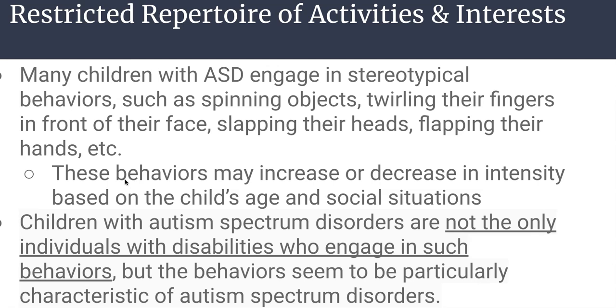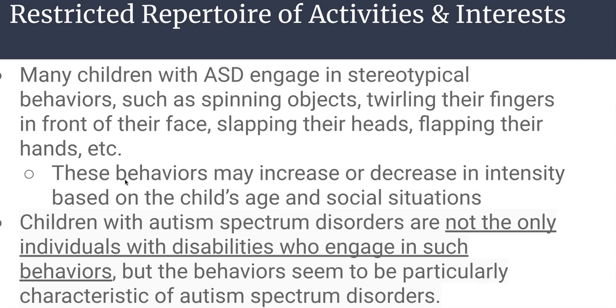Many children with ASD engage in stereotypical behaviors, such as spinning objects, twirling their fingers in front of their face, slapping their heads, flapping their hands, as we go. And again, a lot of this is going to be sensory. Things are going to feel good versus feel stressful or uncomfortable. They might try to move their body in a certain way in order to feel comfortable and to feel less stressed or uncomfortable. These behaviors may increase or decrease in intensity based on the child's age and social situations.